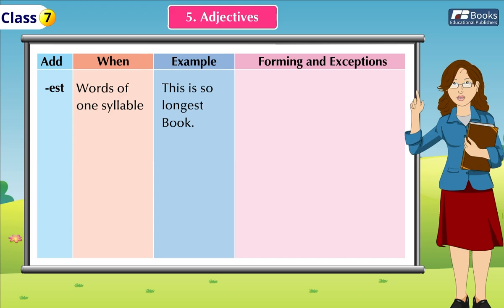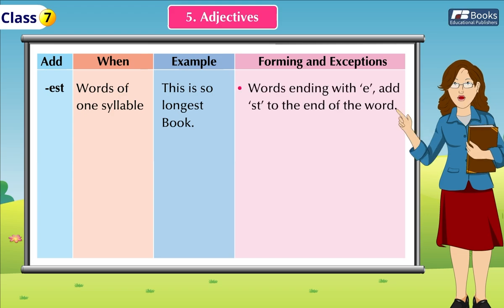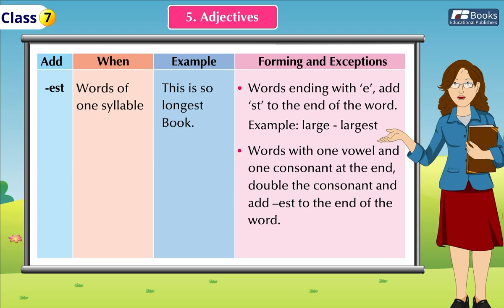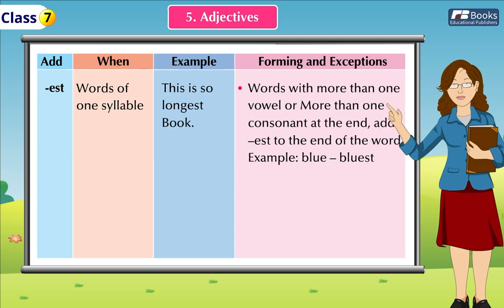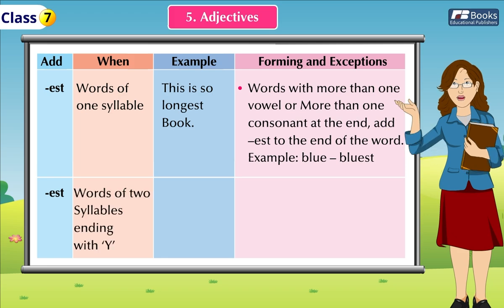Forming and exceptions: words ending with e, add st to the end of the word. Example, large, largest. Words with 1 vowel and 1 consonant at the end: double the consonant and add est to the end of the word. Example, big, biggest. Words with more than 1 vowel or more than 1 consonant at the end: add est to the end of the word. For example, blue, bluest.